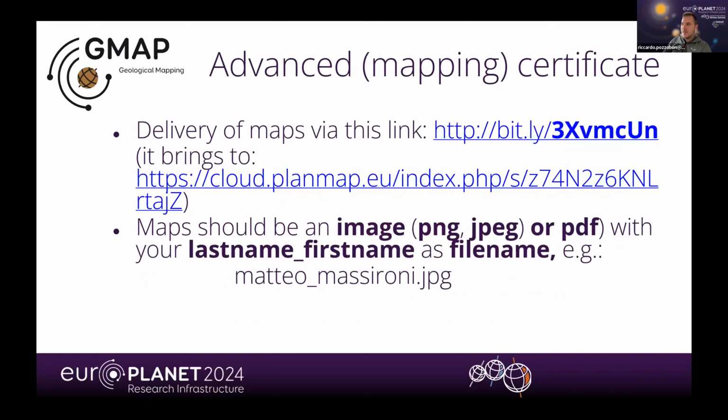There's a link to deliver these maps. Of course, you can collect them via email, or you can upload them. We have a cloud link. You can drag and drop your PDF or your JPEG file there, and we are going to collect them. To be sure to get the advanced certificate for your map, please use your name and surname in the file name. Okay, so name, surname.jpg is the name of your map. So then we know who you are and who to send the certificate. Okay, this is very, very simple, but it's important.